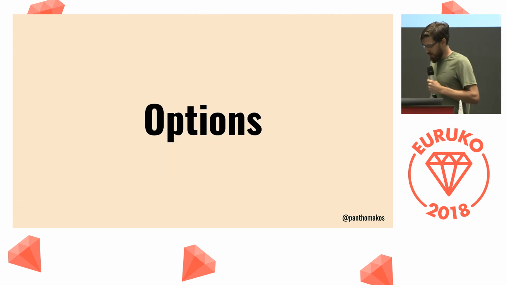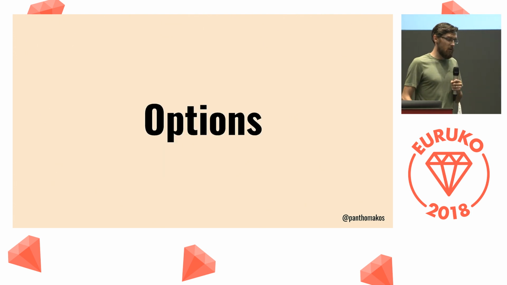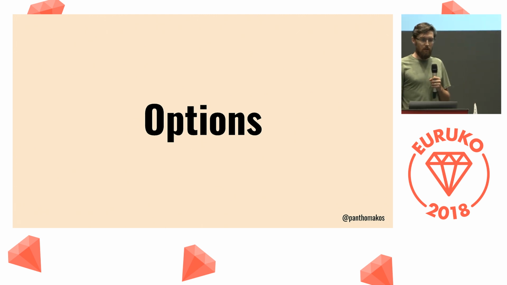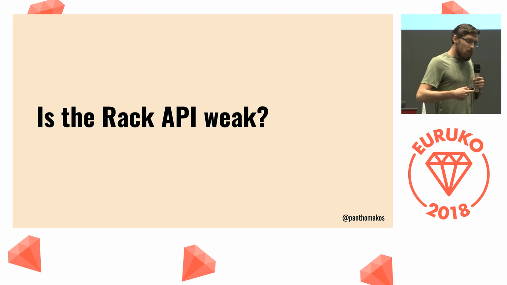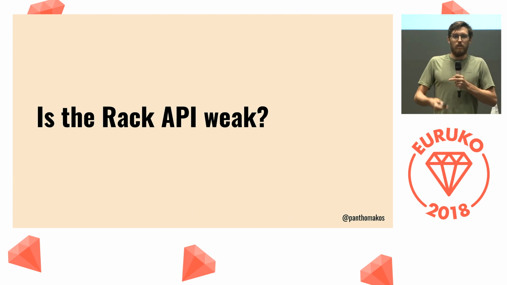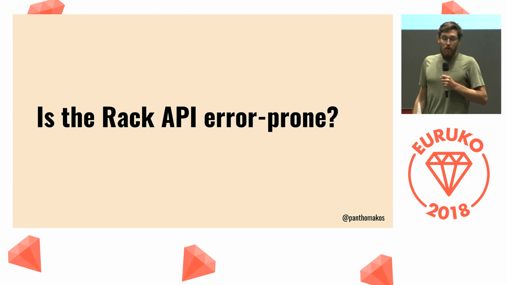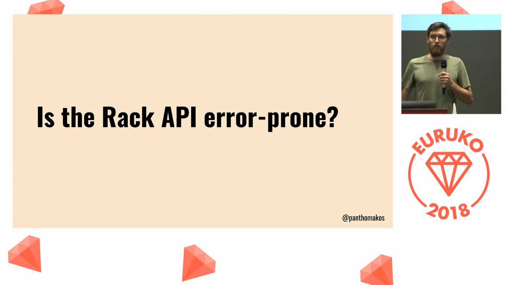So I have a lot of options. And at this point, especially when I have a lot of options, it's nice to take a step back and think about things. So here's what I thought about. Is the rack API sort of weak? Maybe that's not the right word, but it's not telling me what the correct solution is here, right? And maybe a better way to think about it is that the rack API is error prone, right?